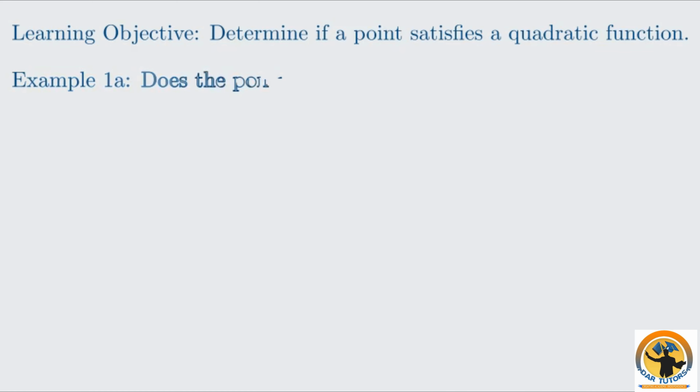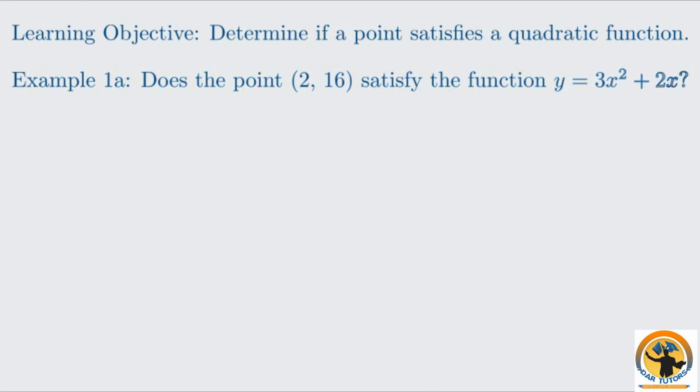Consider the function y equals 3x squared plus 2x. We want to know if the point (2, 16) is on this graph. To check, we substitute the x value 2 into the function. This gives us y equals 3 times 2 squared plus 2 times 2. We then calculate this value.